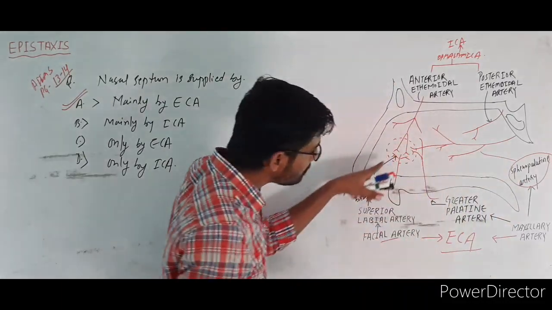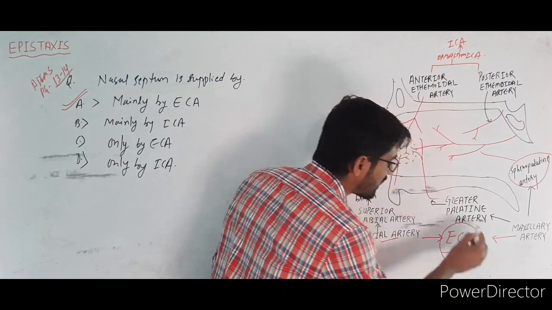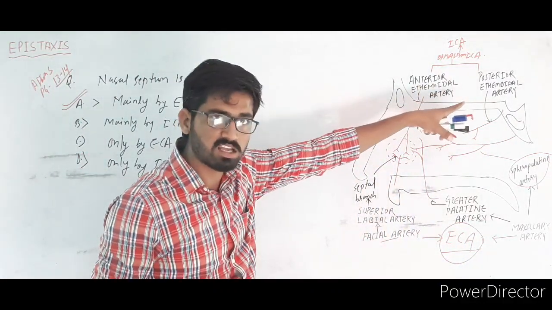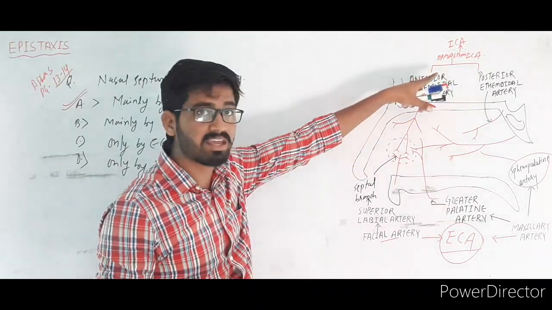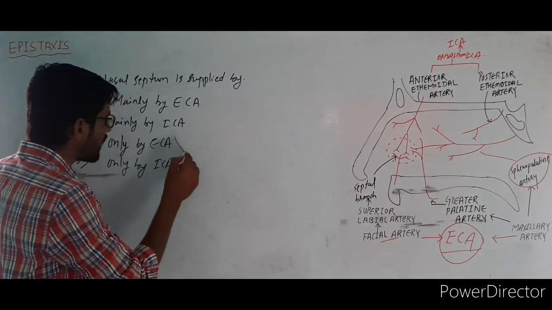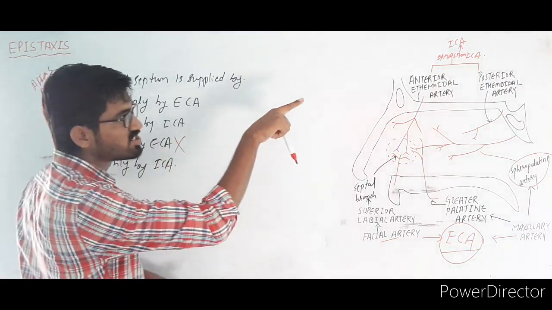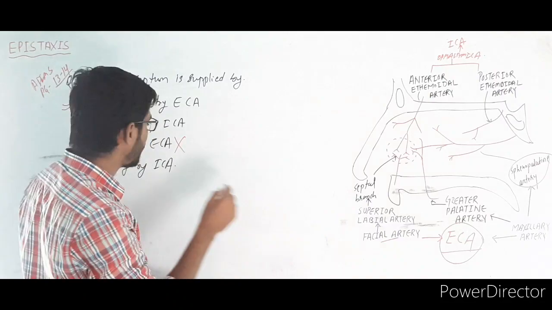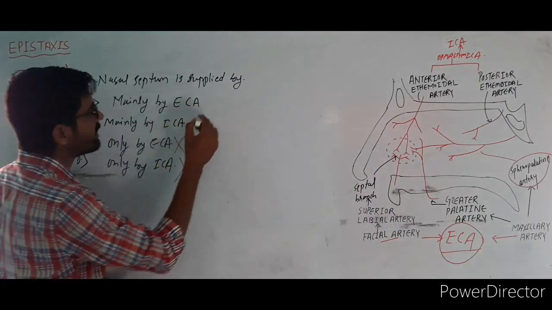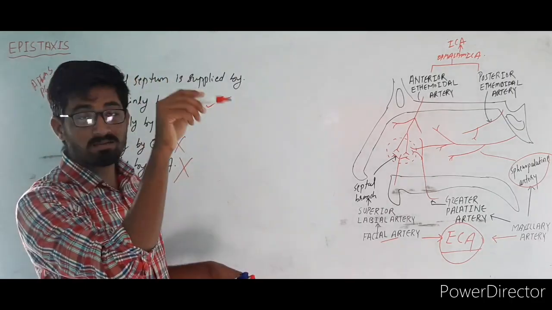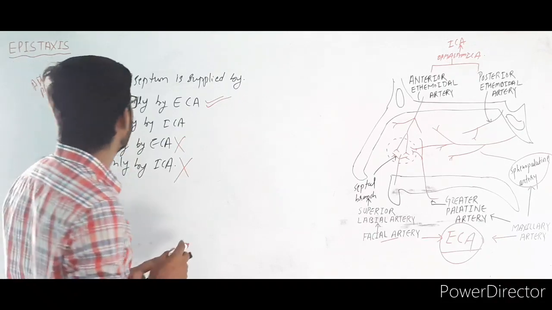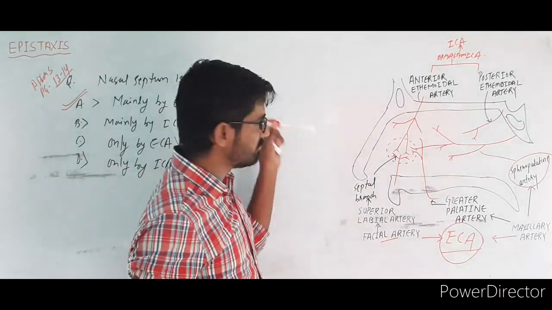See here, the maximum part is supplied by the external carotid artery. The anterior and posterior ethmoidal arteries are branches of the ophthalmic artery, which comes from the internal carotid artery. So only by the external carotid artery is wrong, and only by the internal carotid artery is also wrong. Between mainly external and mainly internal, the answer is the external carotid artery. It is an AIIMS PG 2013 or 14 question, a very wonderful, classical question. I like it, so that's why I gave it to you.